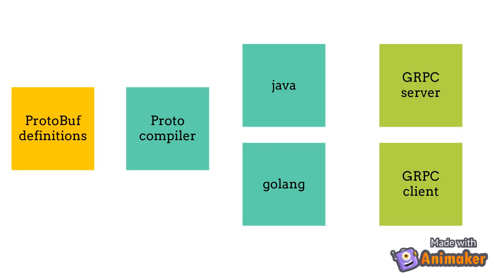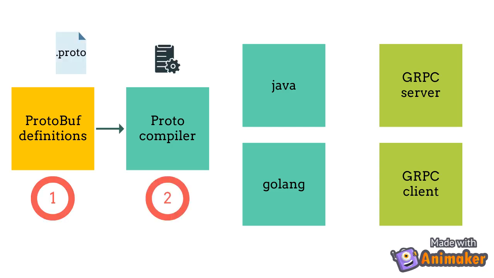Let's see how to use gRPC in your project. First, define the protobuf in your proto file. Then, compile the file with the gRPC plugin compiler. Generate the code you need for both gRPC client and gRPC server. Finally, implement the generated code in your own code.